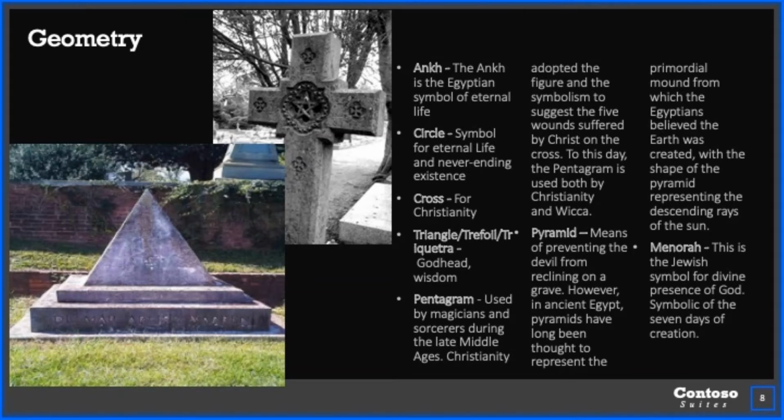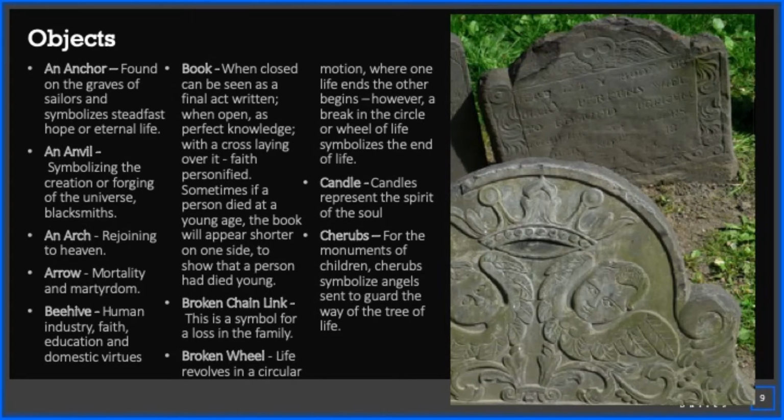So that's where that comes from. There's also a pentagram. When you typically look at a pentagram now, it's pretty much used for people who practice Wicca, or an upside down pentagram could be someone who is part of the Freemasons. Pentagrams used to be, if you are in a very old cemetery, for magicians and sorcerers in the Middle Ages. And then it evolved into a symbol suggesting the five wounds of Christ. And so now, of course, it can be used for both Christianity and Wicca.